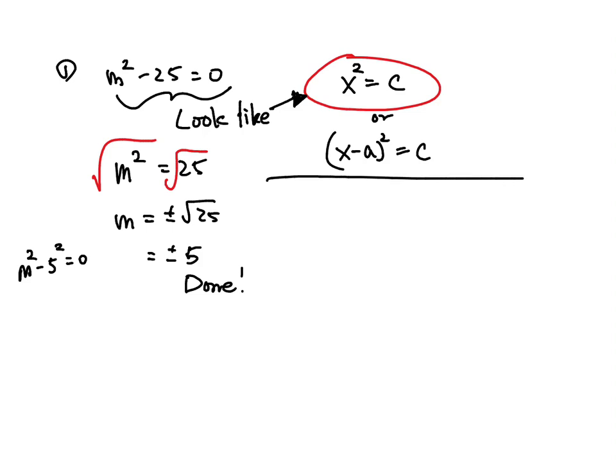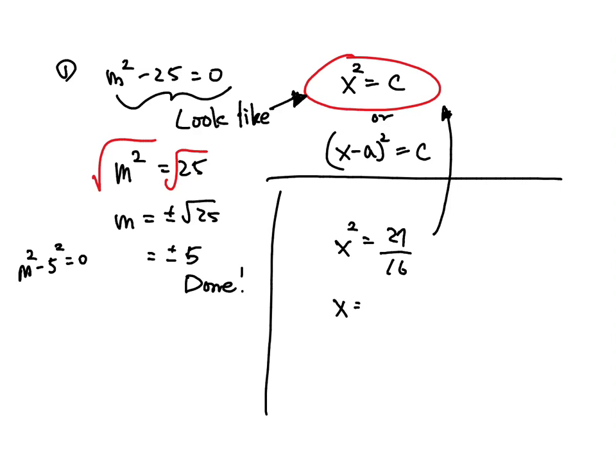Okay, alright. Problem number 2, x squared equal 27 over 16. So this is even easier setup wise, right? It already looked like this. So I'm going to square root both sides. Okay, and then this problem, we're just going to have to clean things up a little bit. When you square root a fraction, it means you square root the top and the bottom. The denominator is pretty easy. Square root of 16 is 4.